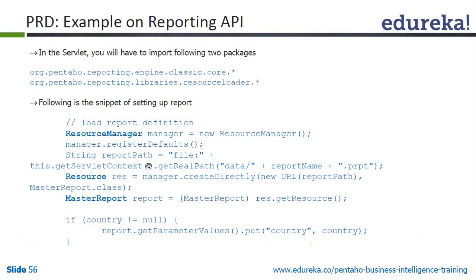And then, here I am getting the report path from a parameter, which is coming from the HTML page. So that's why report name is a variable here. So we are getting the servlet real path. This is a relative path, and to resolve the relative path to an absolute path, you are using servlet context dot get real path.